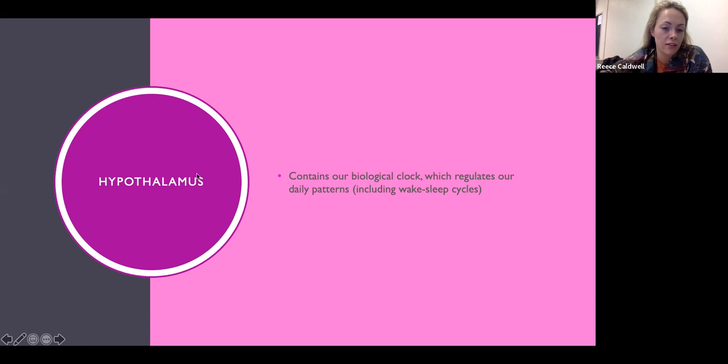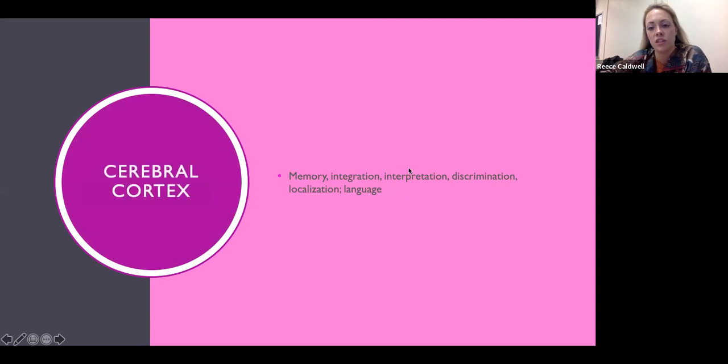And that is the pineal gland of the hypothalamus. Next question says, where do we have memory, interpretation, integration, discrimination, localization, and language formation? That's going to be the cerebral cortex. So we have different regions of the cerebral cortex that deal with all of these things here.